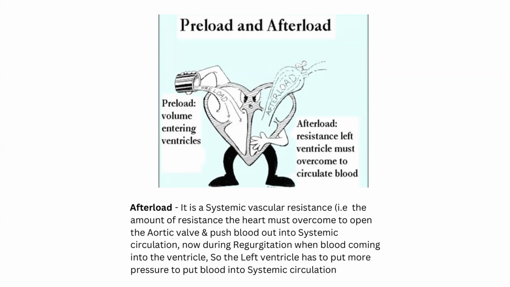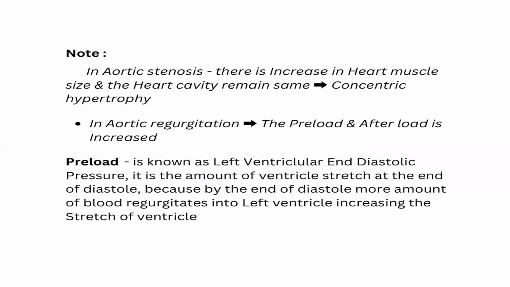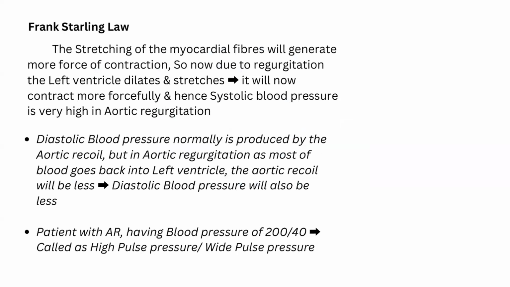So for example, if you want to put water through a pipe, but from the other end also water is coming back to the opening of the pipe, you have to put more pressure to overcome that other water that is coming towards the opening. That's why, a simple line: in aortic regurgitation, preload and afterload are increased.